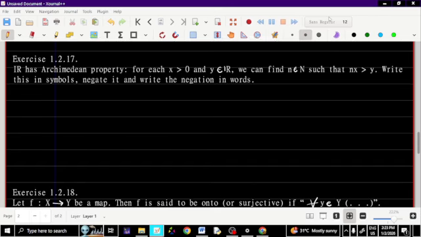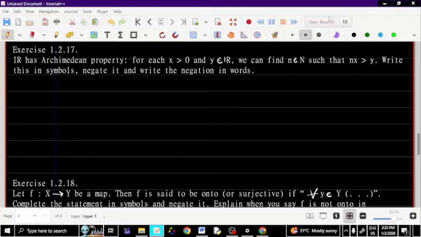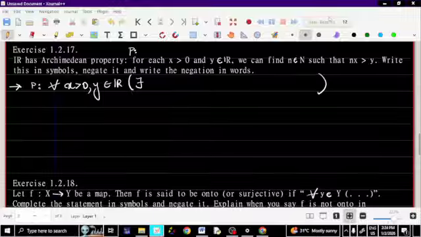The last exercise, 1.2.17, that's the Archimedes property. For each x positive and y in R, we can find a natural number n such that nx is greater than y. We will write this in quantifiers. So if I call this statement, let's say, P, how will you write P using quantifiers? For all x positive and y in R, there exists a natural number n such that nx is greater than y.